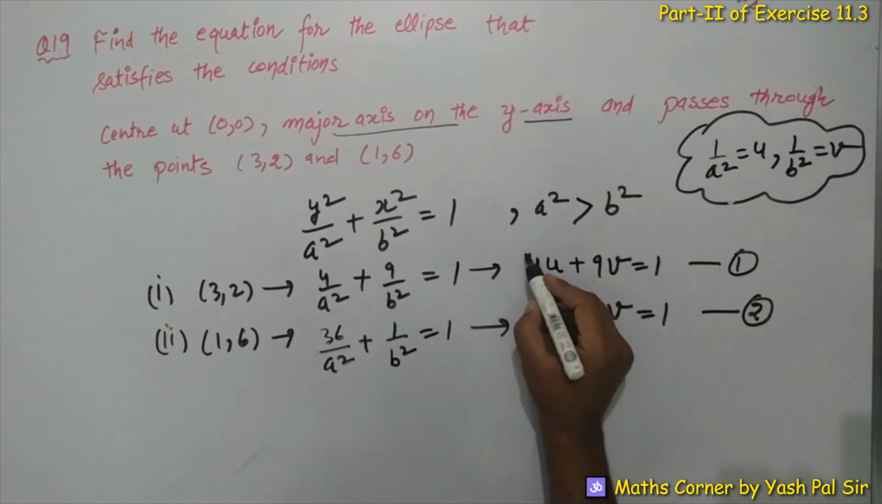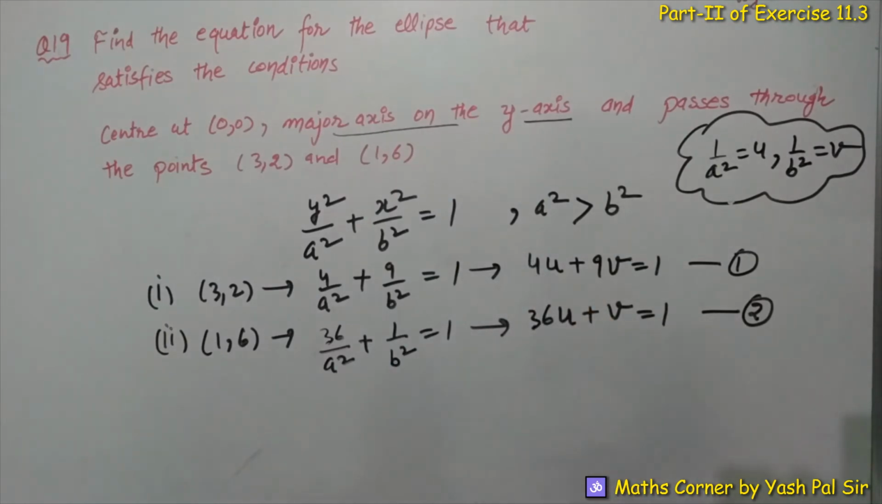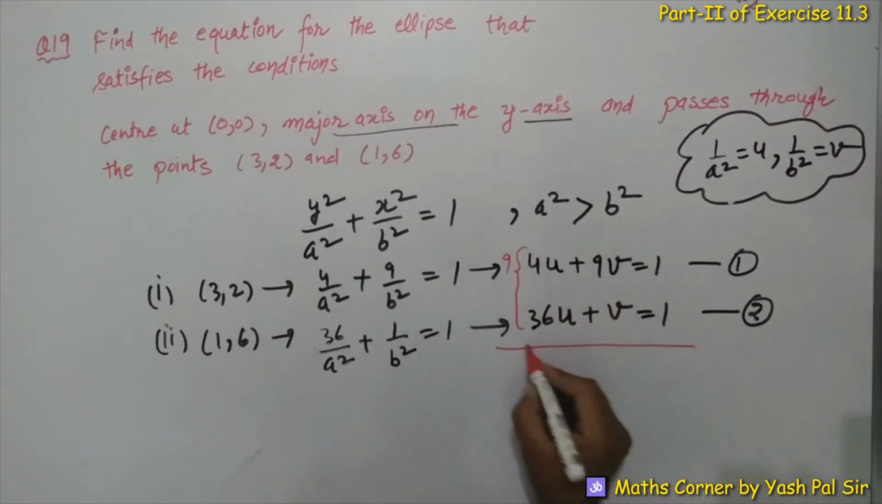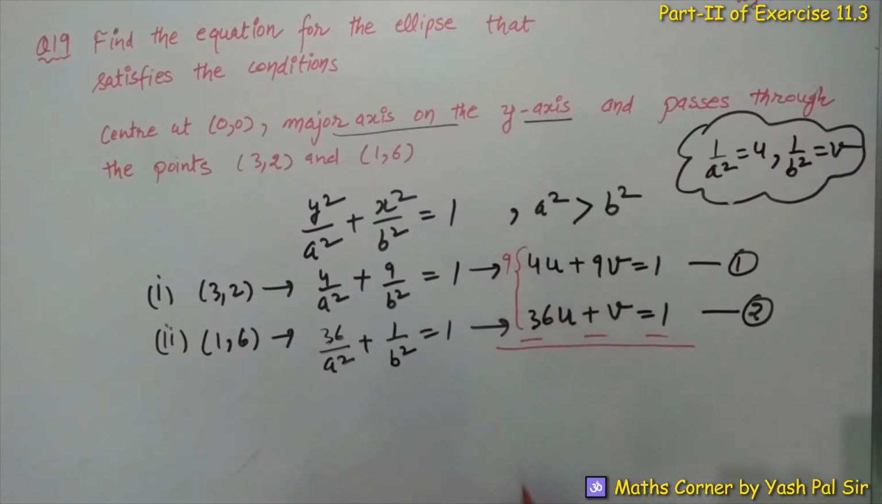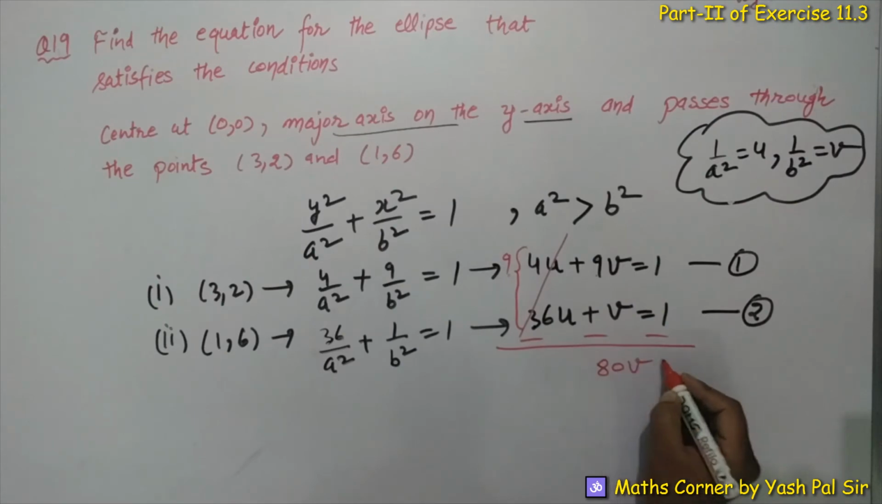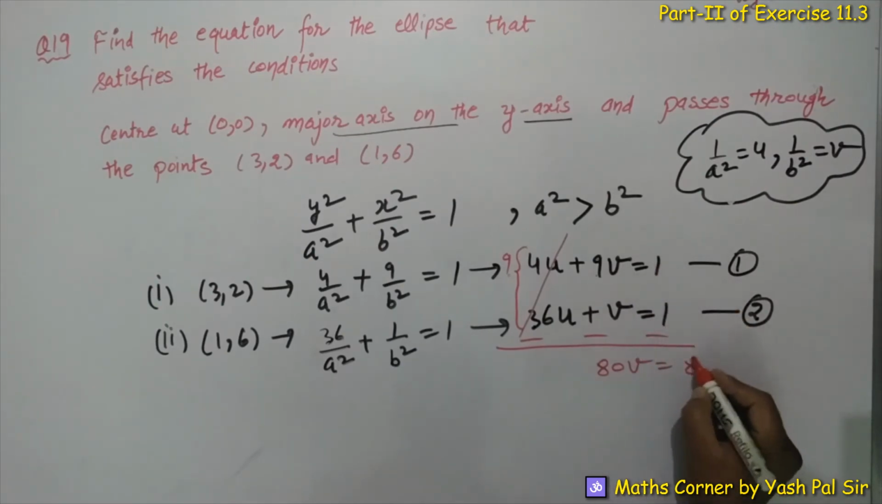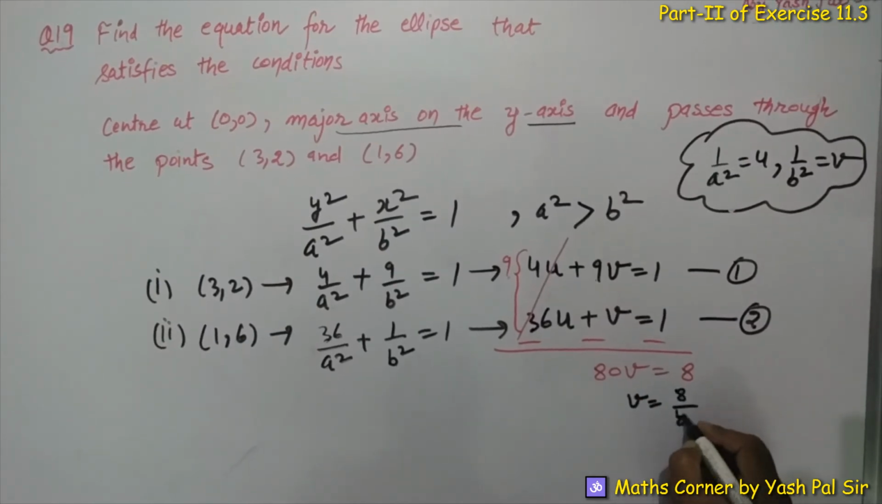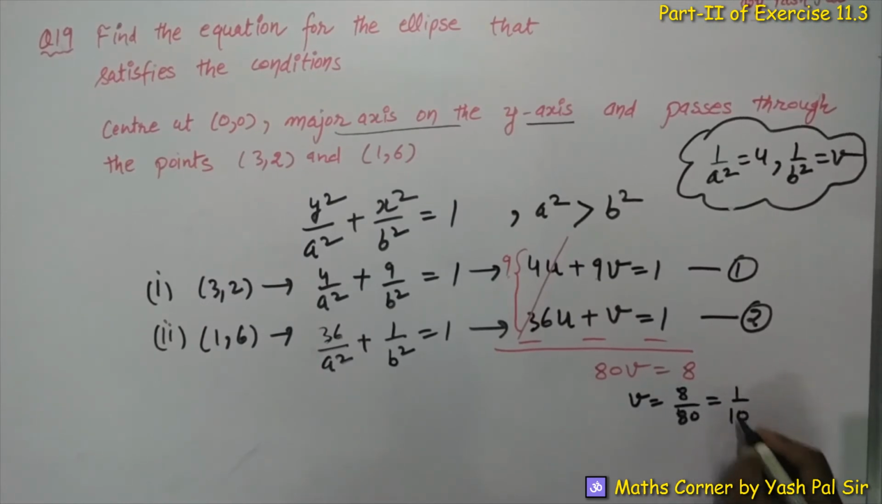What should we do? We multiply the first equation by 9, then subtract. 9 into 4 is 36, 36 cancelled. 9 into 9 is 81, 81 minus 1 is 80v, which is equal to 9 minus 1, which is 8. So this gives us the value of v. v is 8 upon 80, which is equal to 1 upon 10, right?